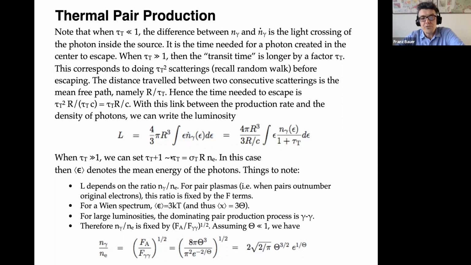And we can also note that tau here is proportional to the cross-section, the size, and the number density of electrons. So typically, in a high tau situation, you're taking the integral of something which is the number density of photons divided by the number density of electrons, right? So the luminosity depends on the ratio of the photons to the electrons.